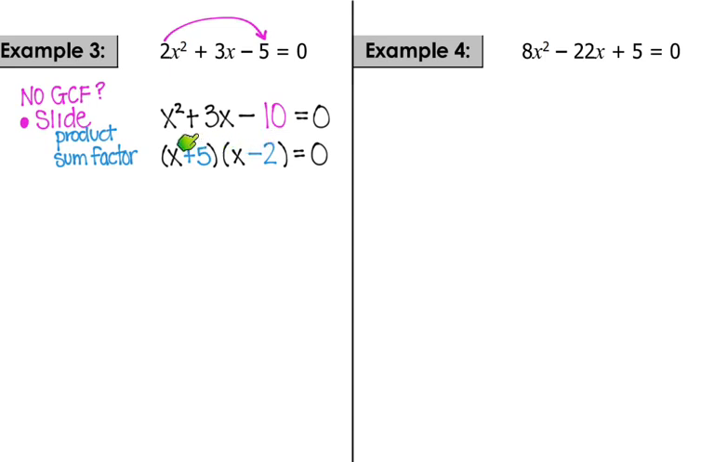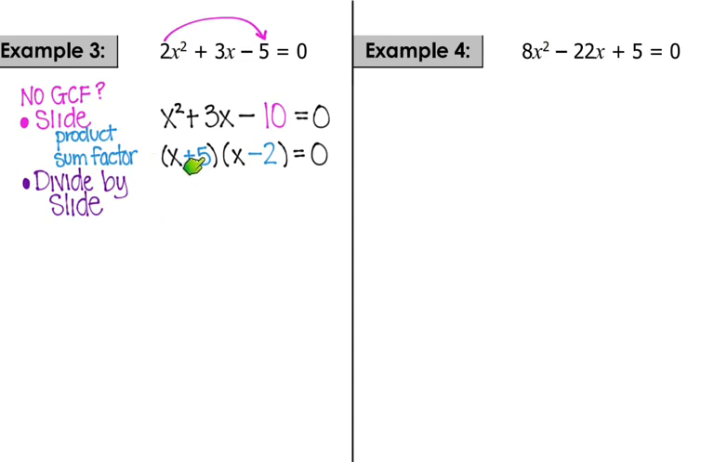And then we do the product sum factorization. So we did the slide, and then after we slide, we factor. This is slide, divide, bottoms up. We did our slide, and then we factored. Now we have to do our divide by the slide. So we slid 2. And whenever we slide, we have to also divide that back out.